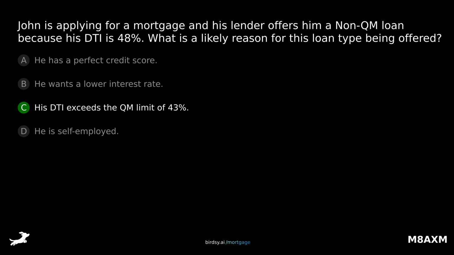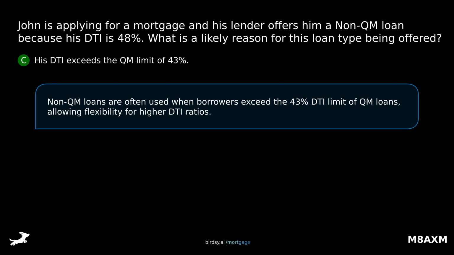The answer is C. His DTI exceeds the QM limit of 43%. Non-QM loans are often used when borrowers exceed the 43% DTI limit of QM loans, allowing flexibility for higher DTI ratios.